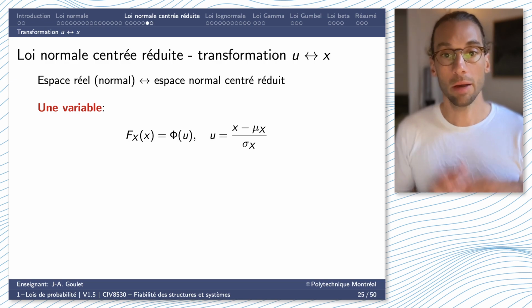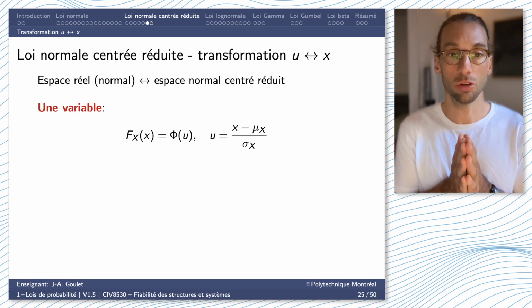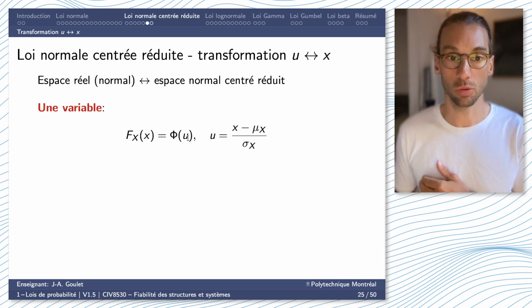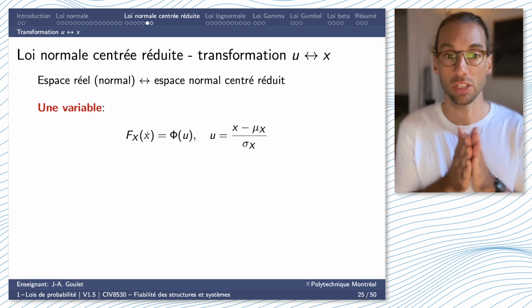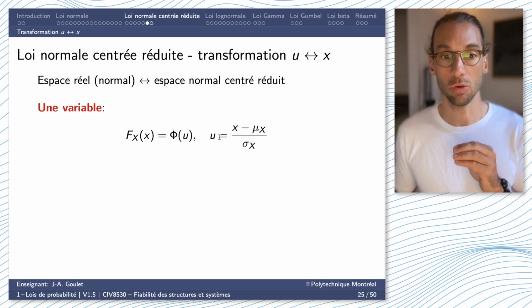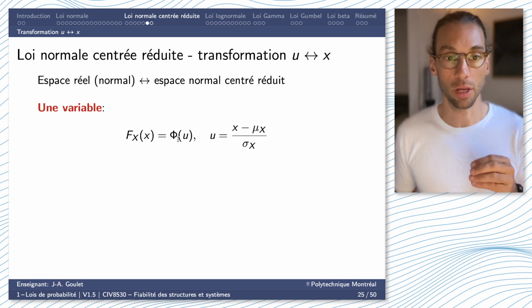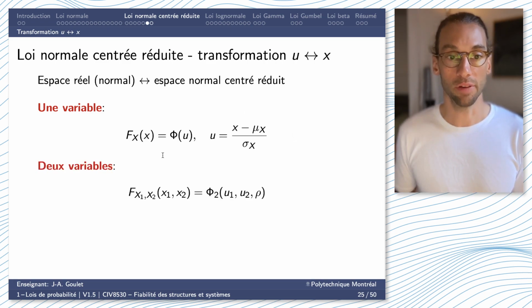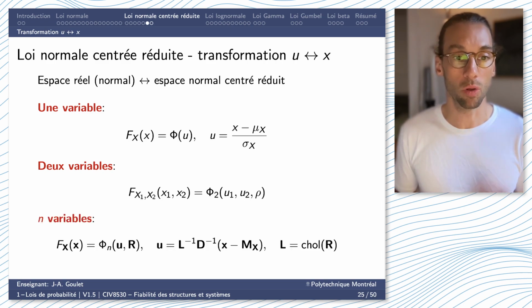Now we're going to look at the general transformation from an original space X that is Gaussian to the standard normal space U that has mean zero, variance one. In that case, we obtain the transformation we said earlier, U equals X minus mu_X divided by sigma_X. This is obtained by the equality of the CDFs: the CDF evaluated at x must be equal to the CDF evaluated at u. If we develop these terms, we find exactly this expression. This is the univariate case, but we can generalize to bivariate or multivariate cases.